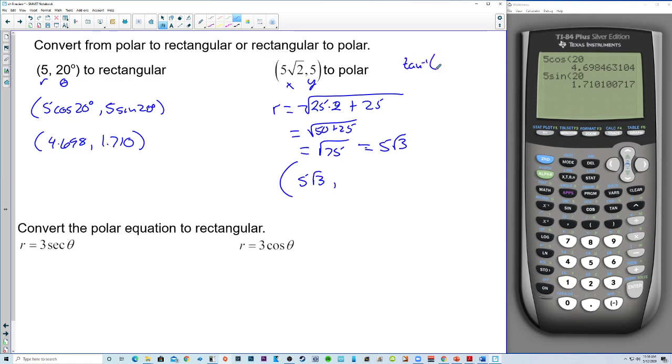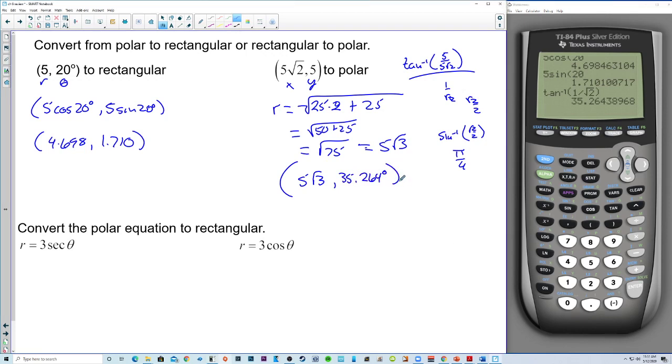So inverse tangent of 5 over 5 square root of 2, which is 1 over square root of 2, and you can consider it as square root of 2 over 2, but if it was inverse sine of square root of 2 over 2, this would be pi over 4, but it doesn't work that way with tangent. So we want the inverse tangent of, let's say, 1 divided by square root of 2. That's not going to be nice. That's going to be 35.264 degrees.